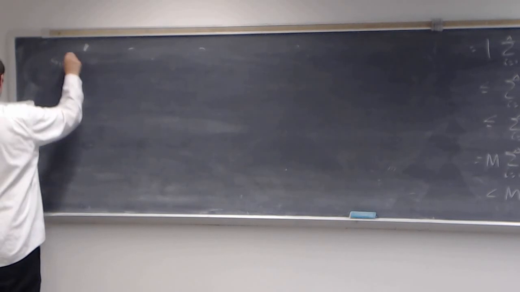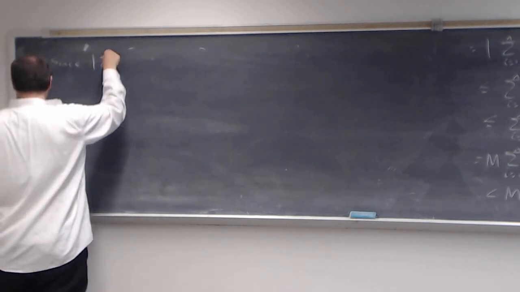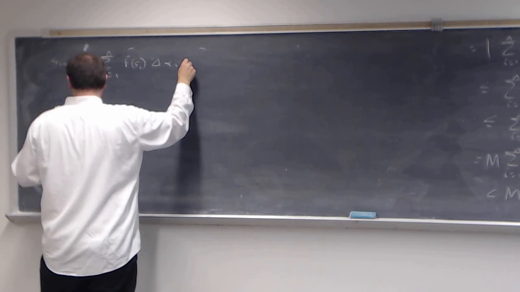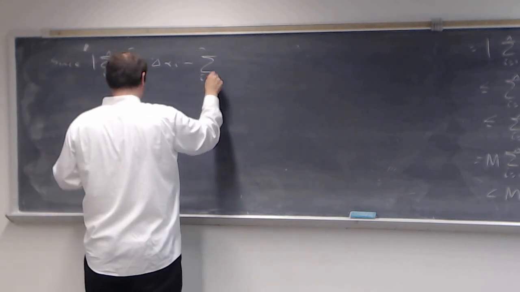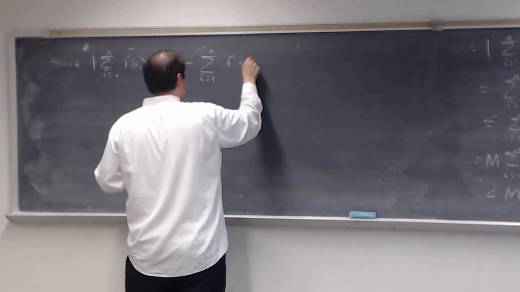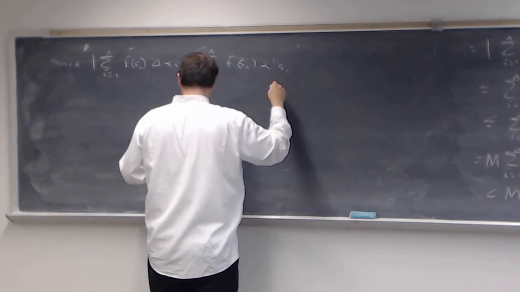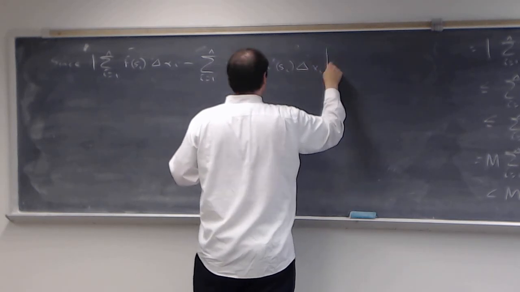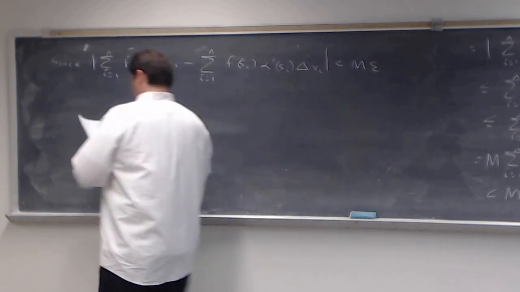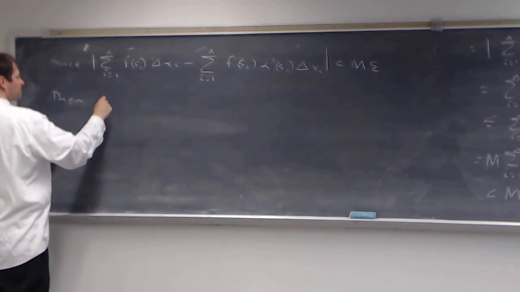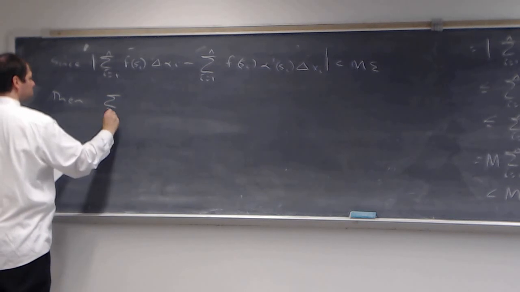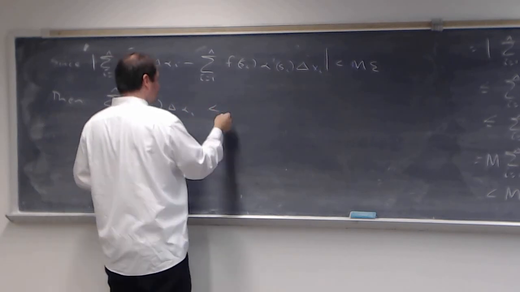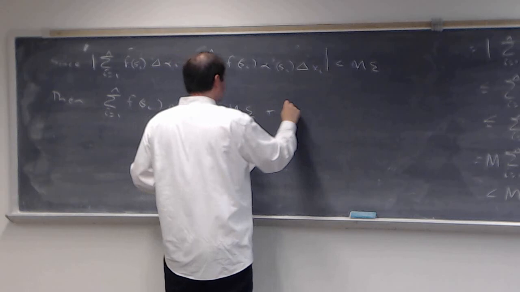So, since the sum as I run from 1 to n of f of s sub i delta alpha, minus this other sum we were working with, the sum from 1 to n of f of s sub i times alpha prime of s sub i times delta x sub i, is less than m times epsilon, then what we get is that this first sum is going to be less than m times epsilon plus the second sum.